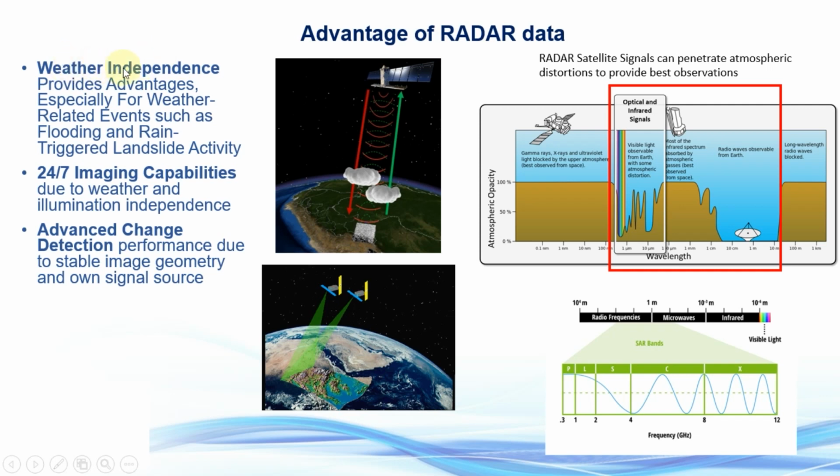Well, radar data has various advantages in comparison to optical satellite data. This data is weather independent. This is particularly useful when there is a cloud cover blocking the optical sensors from taking useful pictures of ground. In such cases, radar signals can penetrate the clouds and capture images of the ground for us. It has 24/7 imaging capabilities. Also, it provides advanced change detection due to stable imaging geometry and its own source of signals. An example of flood inundation mapping using Sentinel-1 images.